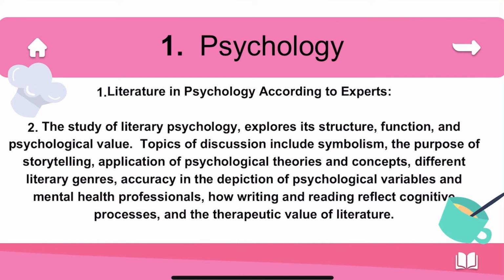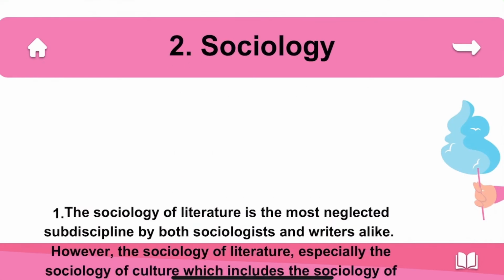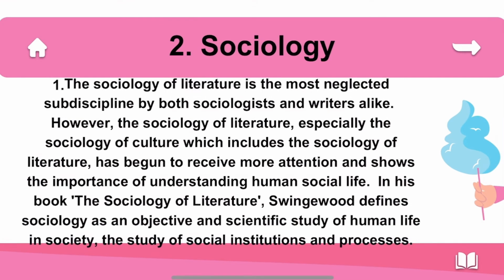What is sociology in literature? The sociology of literature is the most neglected subdiscipline by both sociologists and writers alike. However, the sociology of literature, especially the sociology of culture, which includes the sociology of literature, has begun to receive more attention and shows the importance of understanding human social life.